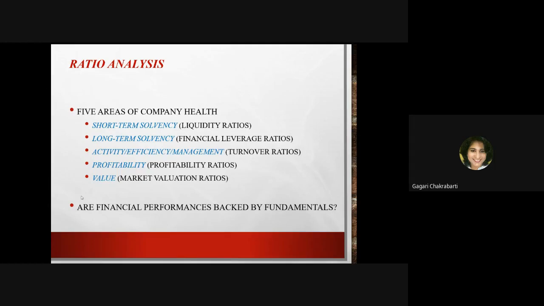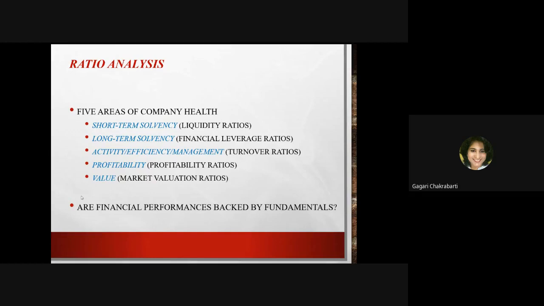The first important area is called the short-term solvency. What is meant by solvency? Whether a firm is able to meet its financial obligations or not. And why is it called short-term solvency? This is because we ask whether the firm is able to meet its obligations in the short term. Now, why is the short term so important?